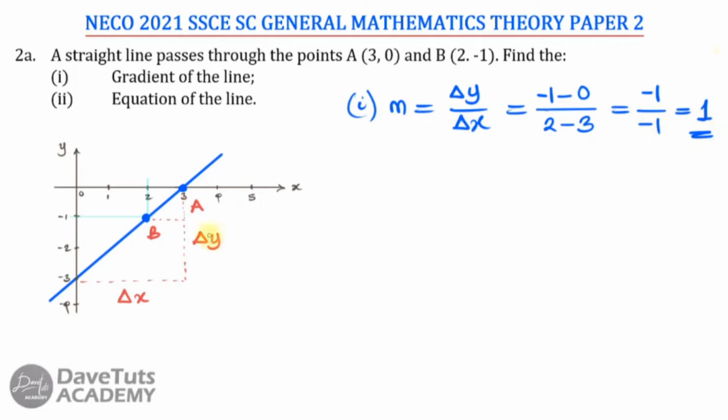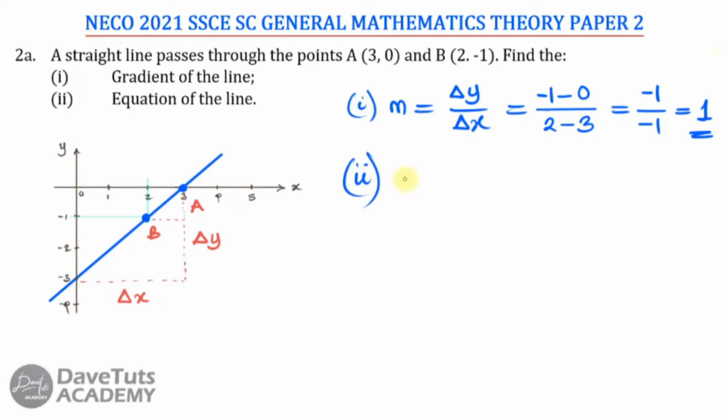The same thing could have been gotten directly from the graph. You can say that between this point A and this point, if you just extrapolate the value, you see that you are going to get the same answer. So that is the gradient. In the second case, we're asked to find the equation of the line. Students, I want to quickly show you something.